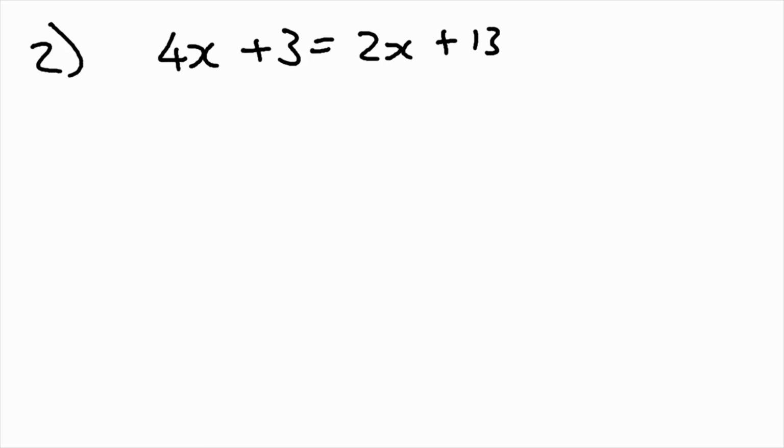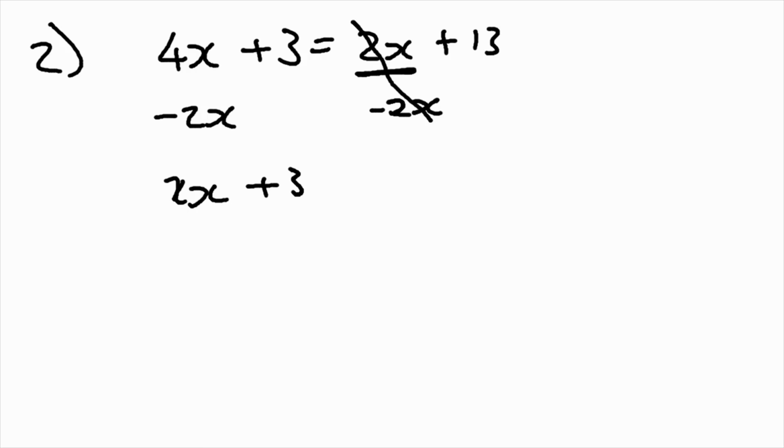Now, a good way to do it is to remove the smallest amount of x's. So in this case, the smallest amount of x's is 2x. So we're going to subtract 2x. But what we do to one side of the equation, we have to do to the other. The 2x's cancel. So this leaves us with 4x subtract 2x is going to be 2x, and we've still got the plus 3. And on the right-hand side, we've just got 13.